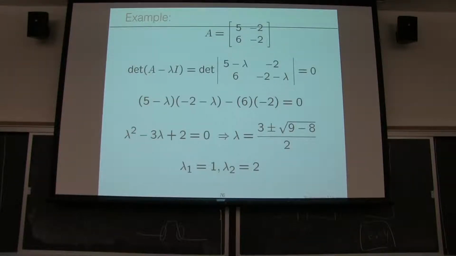So for this matrix that I have here, which, by the way, in this case is not symmetric, it's just a regular 2 by 2 matrix, I compute the determinant of A minus lambda I, right? That gives me a second order equation in lambda, and I solve for the quadratic roots, right? I get two values, lambda 1 and lambda 2. Okay, so these are my eigenvalues. How do I find the eigenvectors now that I have my eigenvalues?